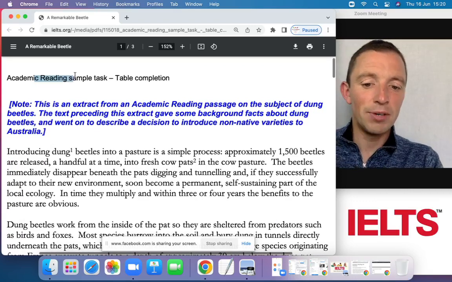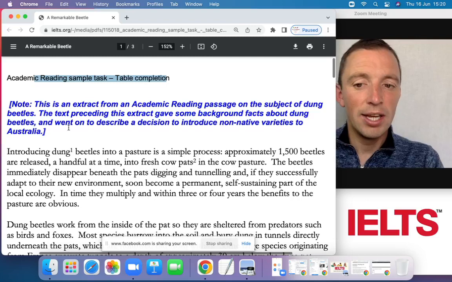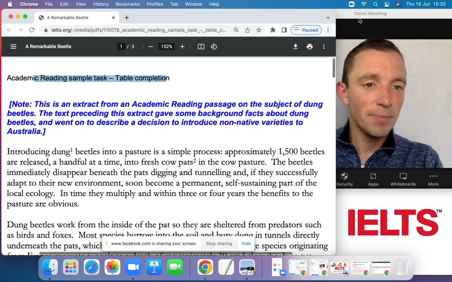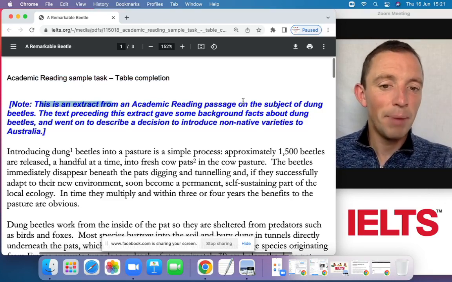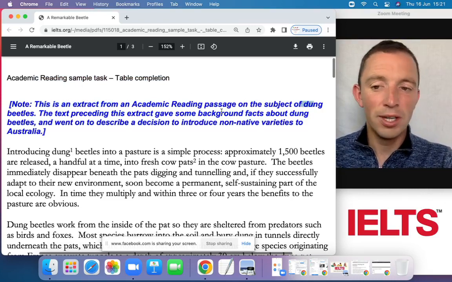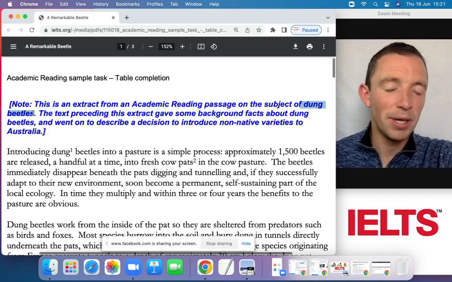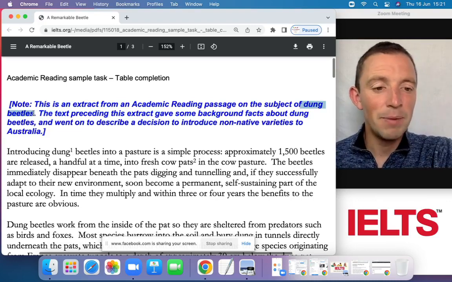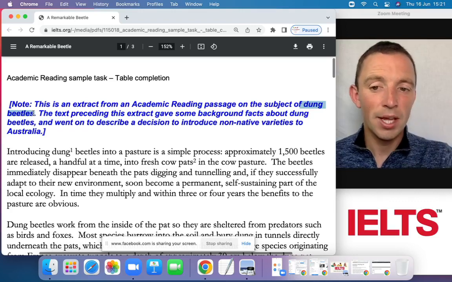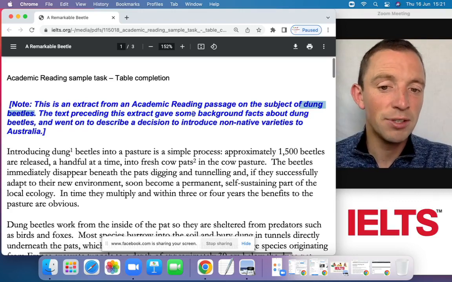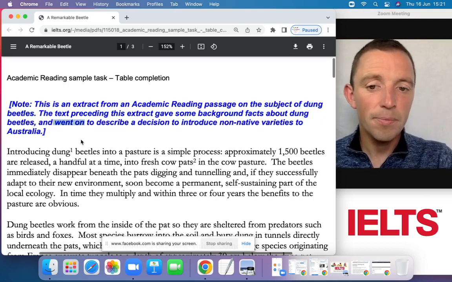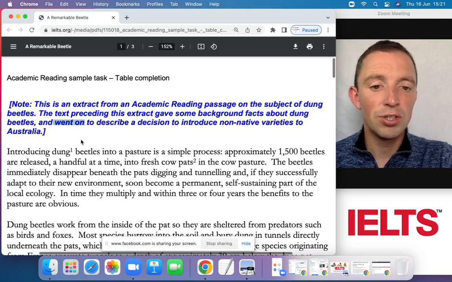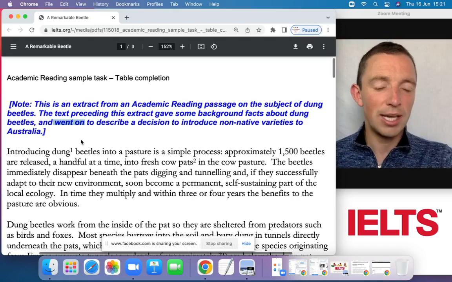So this is the academic reading and it's the table completion. Here we have another article, another text from a book. This is an extract from an academic reading passage on the subject of dung beetles. So a very peculiar topic again, a very specific topic, and maybe a bit difficult for this reason. The text preceding this extract gave some background facts about dung beetles, and continued to describe a decision to introduce non-native varieties to Australia.